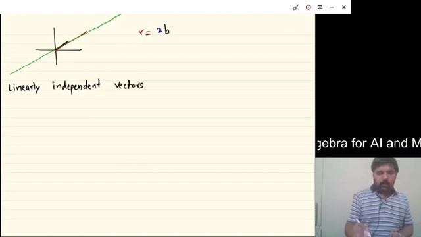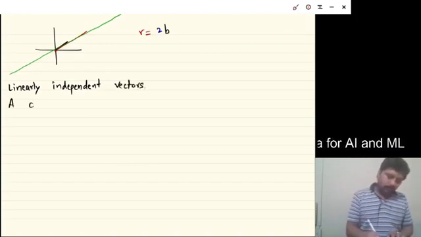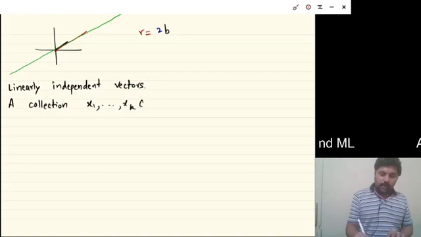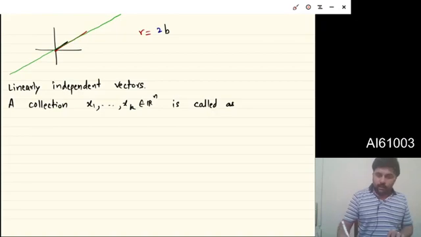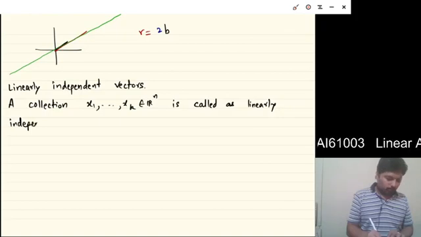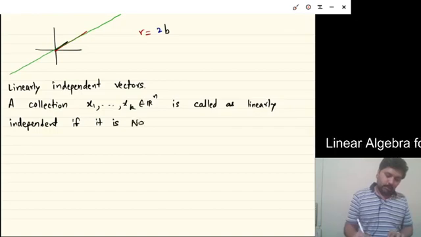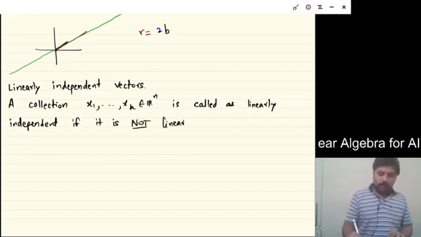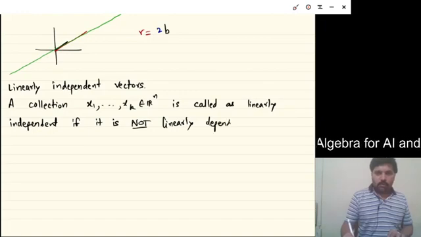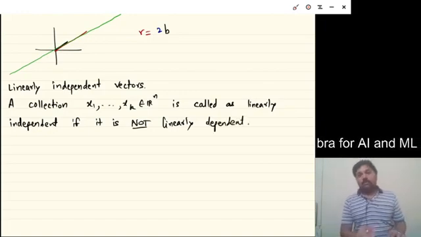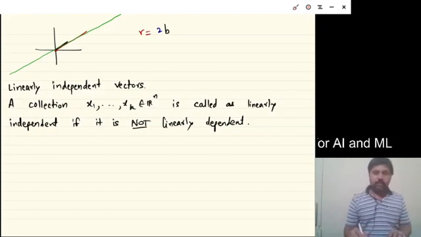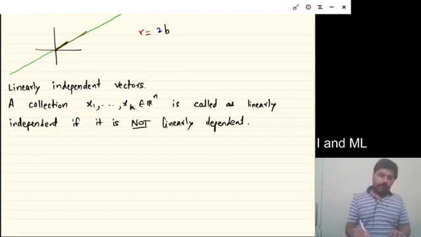Linearly independent vectors. A collection x1 up to xk in Rn is called linearly independent if it is not linearly dependent. Okay, so this is a definition which does not give you much information, but from the definition of linear dependence, what do we mean?